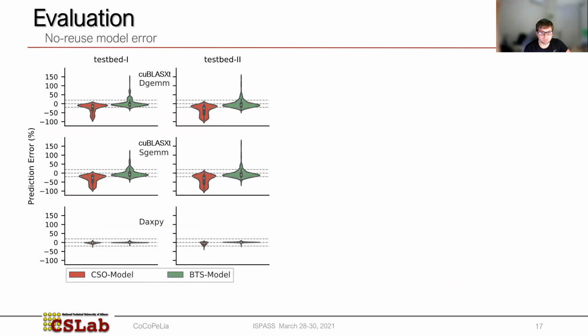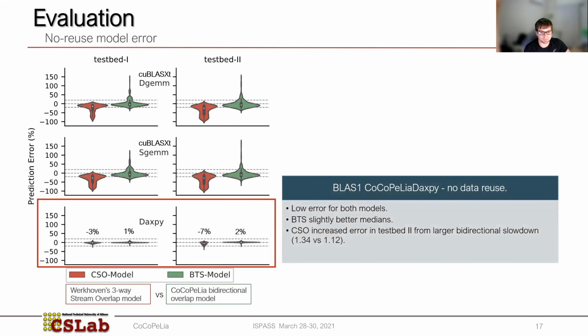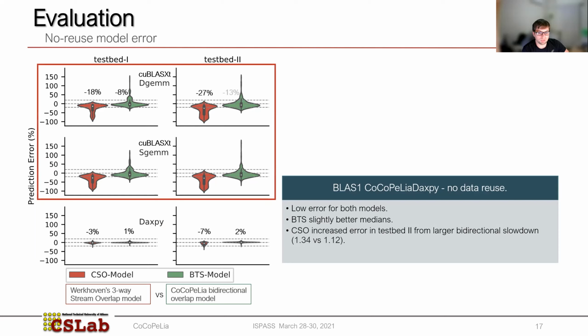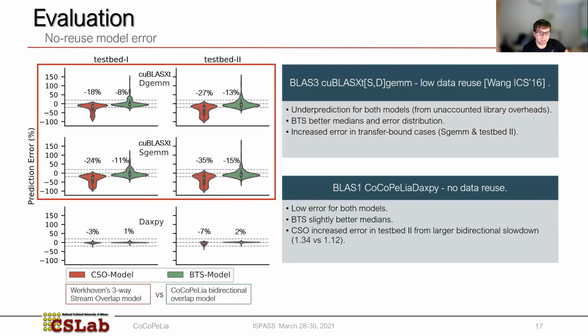First, we evaluate the error for cases without reuse. We compare Verhoeven's three-way stream overlap model, the CSO model as we call it, with our BTS bidirectional model. First, we explore the case of daxpy, which has no reuse. Most models have low error, with BTS having slightly better median error, which becomes more evident on testbed 2, where the bidirectional slowdown is large. Then, we use cuBLAS dgemm, which has been proven not to utilize data reuse well.